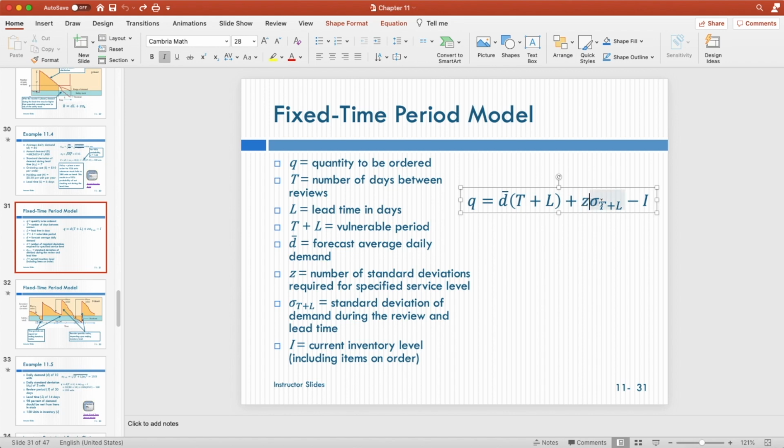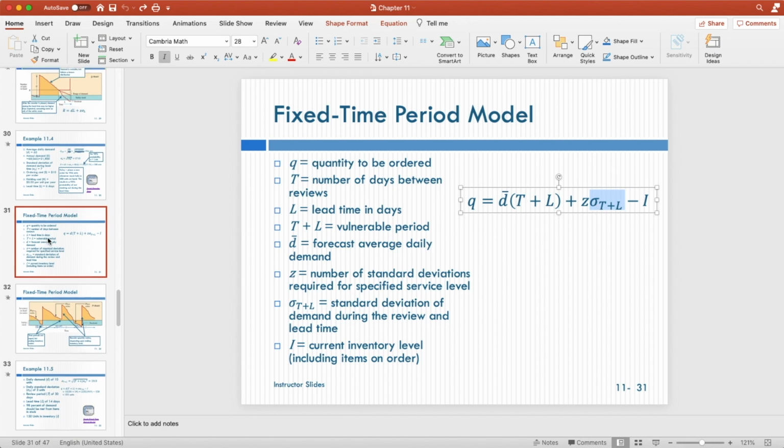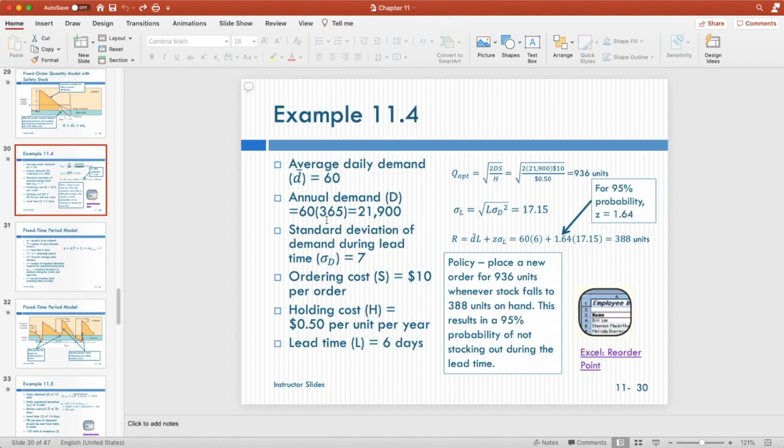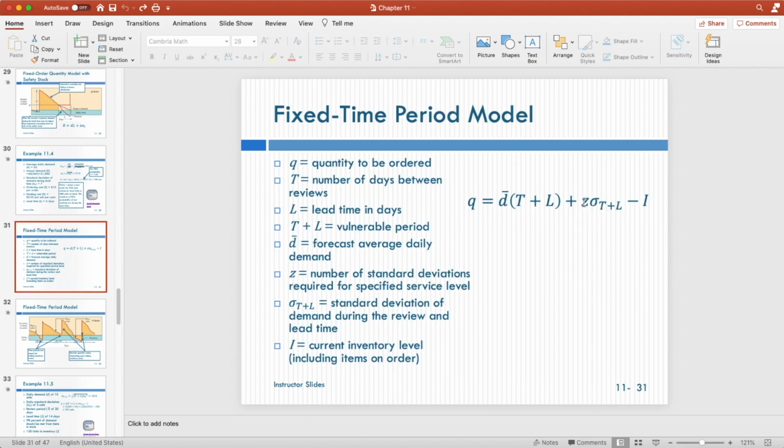And then this would be sigma. In example 11.4, we know that sigma d is separate. I may tell you sigma d, but you need to further calculate sigma of T plus L. And I, in the end, is the inventory on hand, your current inventory in your hand.